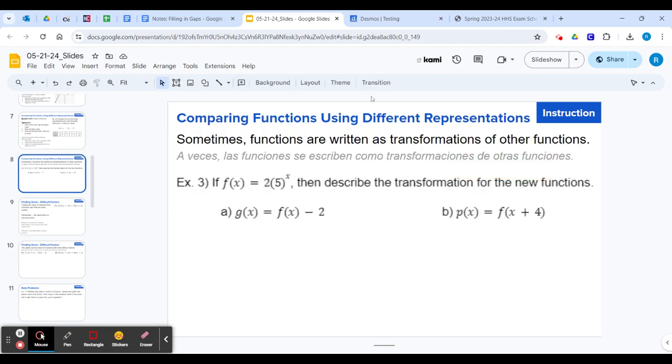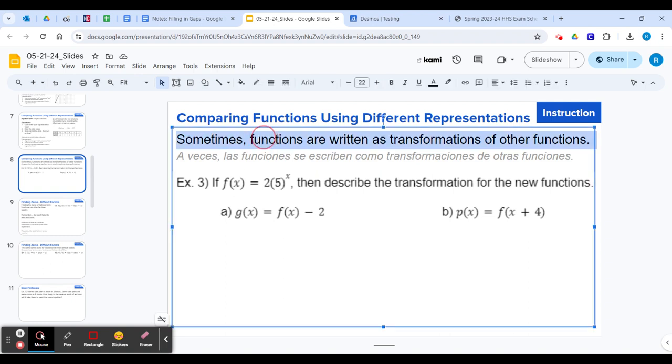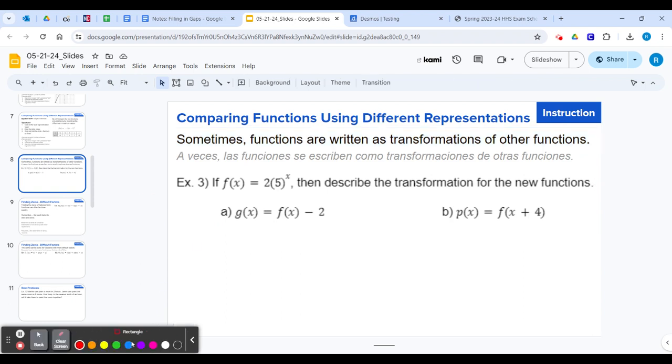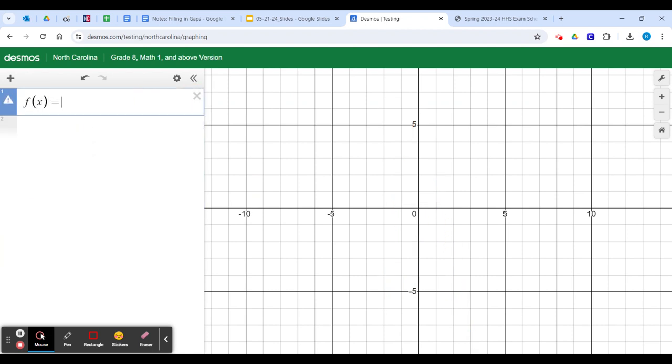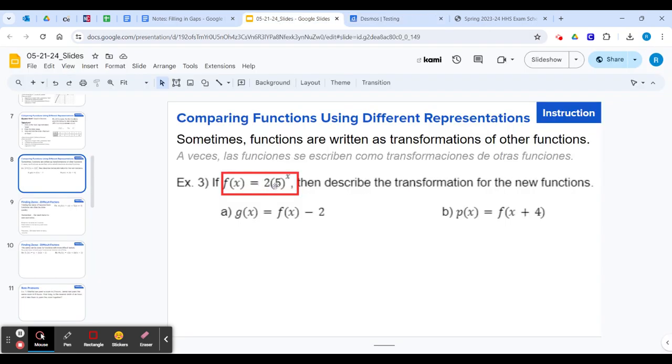Okay, last thing in our different representations, we've seen this before with function transformations, and I want to just highlight it in case you missed that lesson or you're struggling with it. Sometimes we can write functions as transformations of other functions, and the best way to see this is through an example. So if we start with this f of x, and say that f of x is equal to this formula, I'm going to start by just typing that formula in. We have f of x equals 2 times 5 to the x power. Okay, there's my original function.